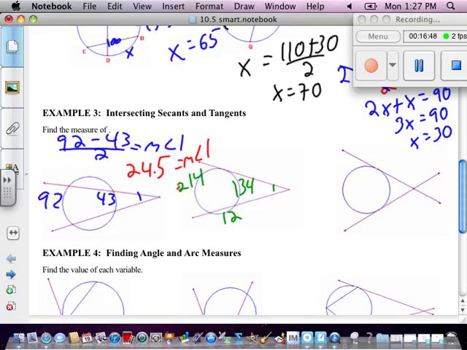But we're not looking for 214. We're looking for what? Angle 1. So 214 minus 134 divided by 2 equals 40. I get 40.